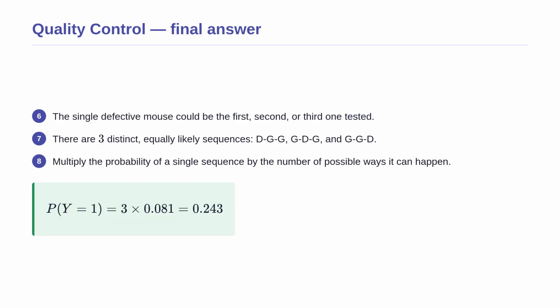Building on that single sequence, we must account for the other possible orderings to get the full picture. The single defective mouse could be the first one tested, the second one tested, or the third one tested. This gives us 3 distinct, equally likely sequences. To find the total probability that our random variable y equals 1, we must multiply the probability of a single sequence by the 3 possible ways it can happen. This ensures we capture every possible way the event can occur. Multiplying 3 by 0.081 gives us a final probability of 0.243.